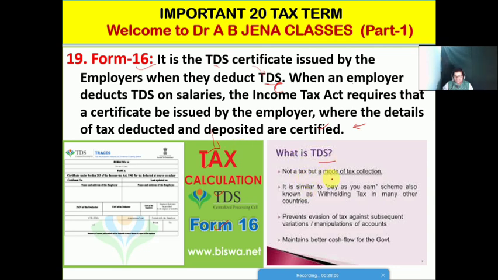It is not a tax but a mode of tax collection, and it is similar to pay as you earn. This scheme, also known as withholding tax in many other countries, prevents tax evasion, that is, illegal or malafide practices to reduce the tax through manipulation of accounts. It maintains better cash flow for the government. So the government collects revenue through the TDS.